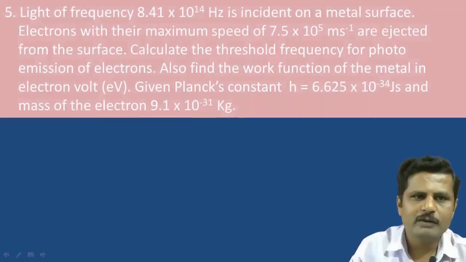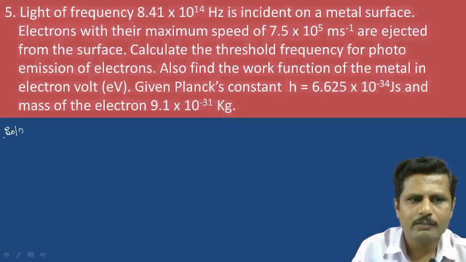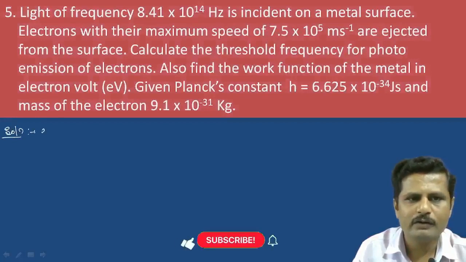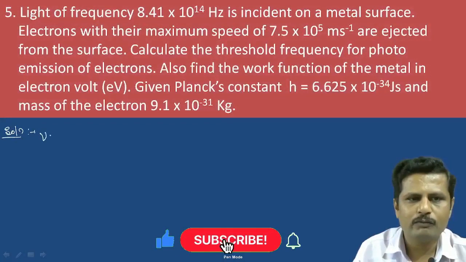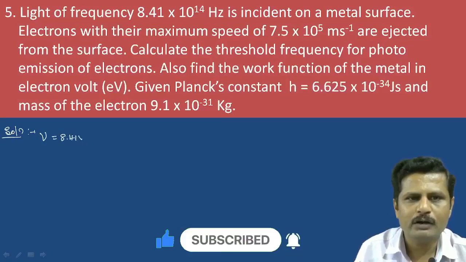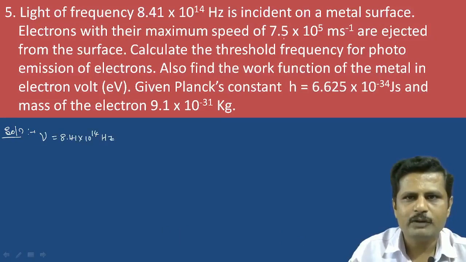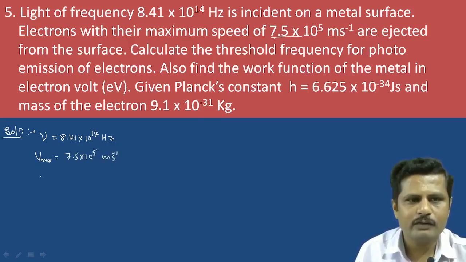Let me first write the given data. The frequency of the incident radiation, nu, equals 8.41 into 10 raised to 14 Hz, and the maximum speed of the photoelectrons, V maximum, equals 7.5 into 10 raised to 5 meter per second. We need to find the threshold frequency, nu naught, as well as the work function, psi naught.